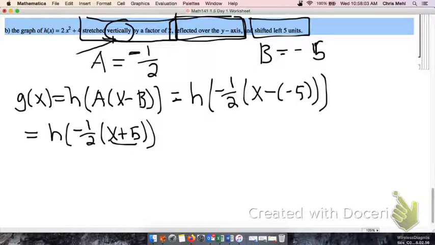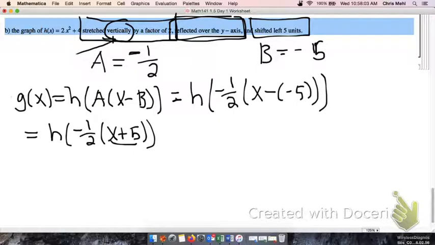Okay, so this is a horizontal stretch by a factor of 2, so a is 1/2. The reflection over the y-axis tells me furthermore that a is negative, and a shift left 5 units is x minus negative 5, which becomes x, what you see is actually an x plus 5.